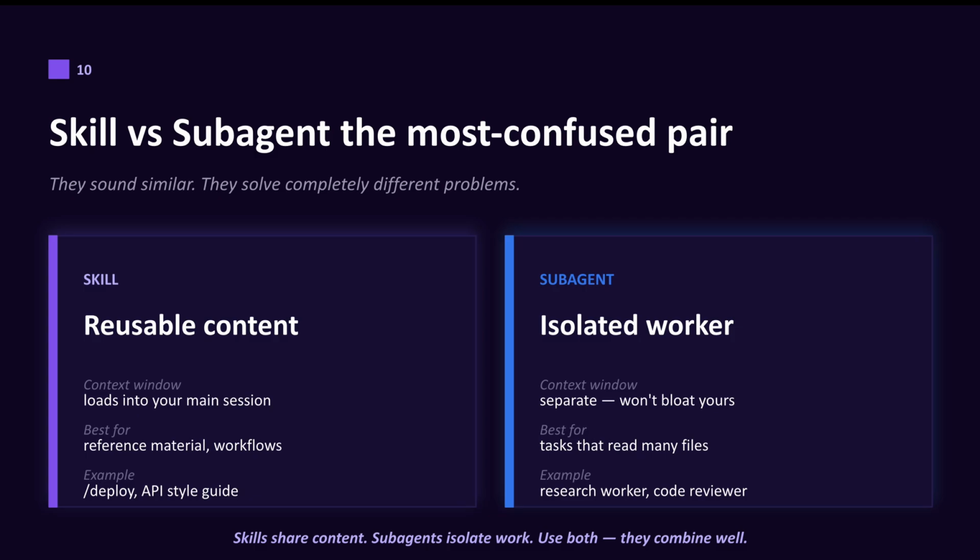Subagents are best for tasks that read many files or do work you don't need to see. Different problems. They combine well. A skill can spawn a subagent. A subagent can preload skills, but know which you are reaching for.